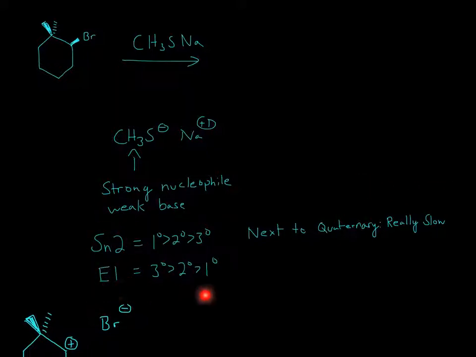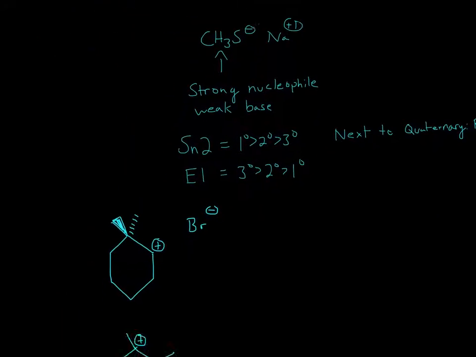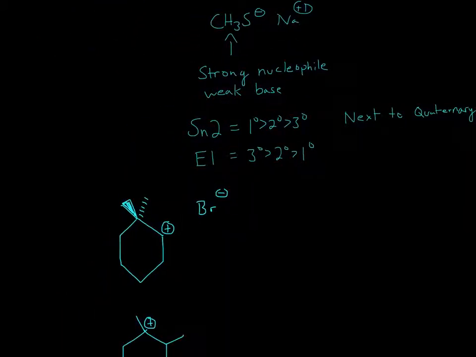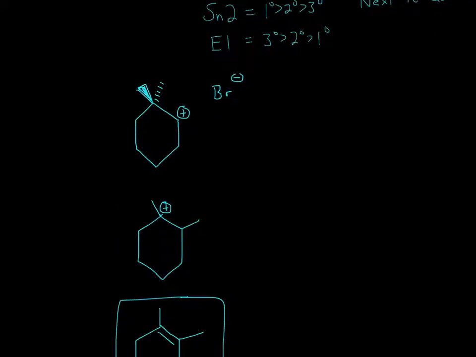So we're actually going to go with E1. E1 prefers tertiary and secondary, and that's okay because this one is a secondary. So for E1, the leaving group leaves. So Br leaves, and then a plus charge will form. Whenever you form a carbocation, always make sure to see if a methyl or hydride shift can happen to stabilize it, and it can in this case. It can move there, which will form a tertiary carbon instead.